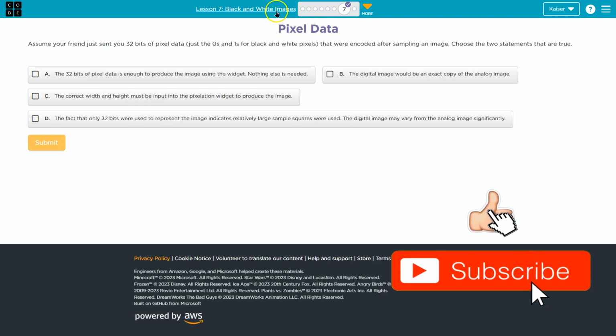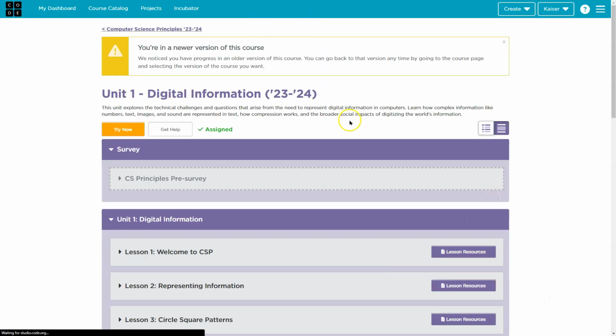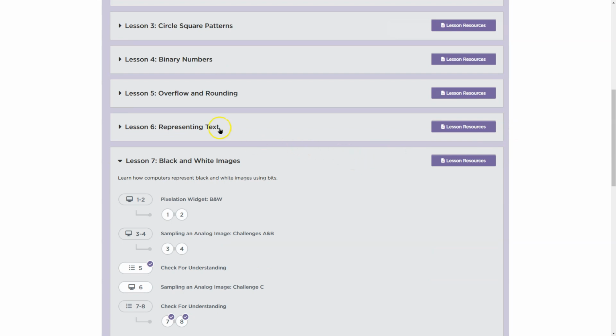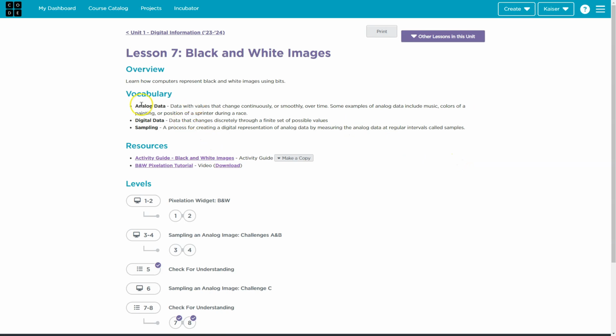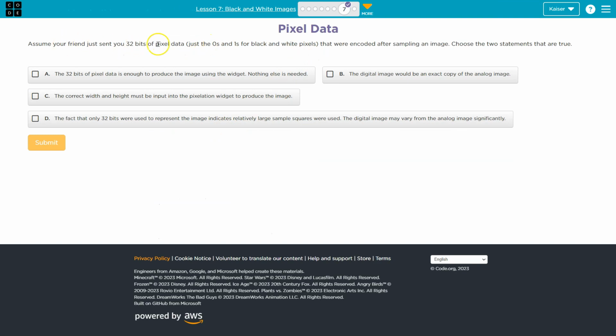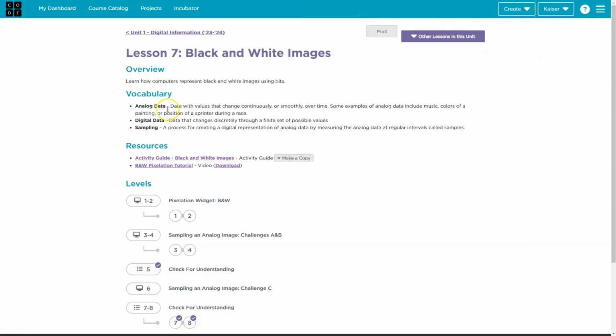So what I would start off is I want to remind you, if we head back to our lesson and go check out our lesson resources, CodeAI gives us a ton of resources. So analog data, digital data, sampling. Let's see, where were we? Sampling an image. So they're encoded sampling. Let's see what sampling is. Sampling, a process of creating a digital representation of analog data. What's analog data? Data with values that changes continuously or smoothly over time, including music, colors of painting, so on, at regular intervals called samples.